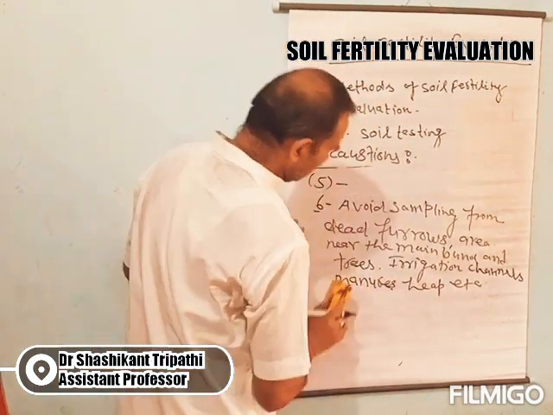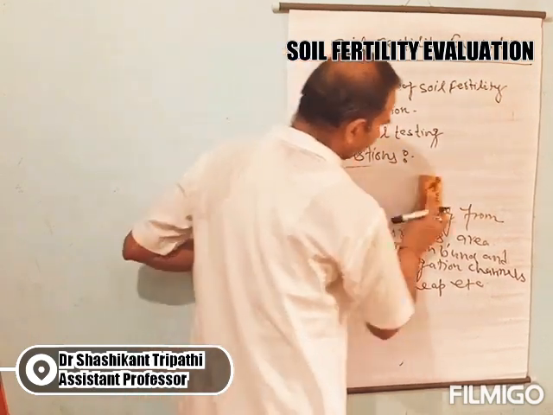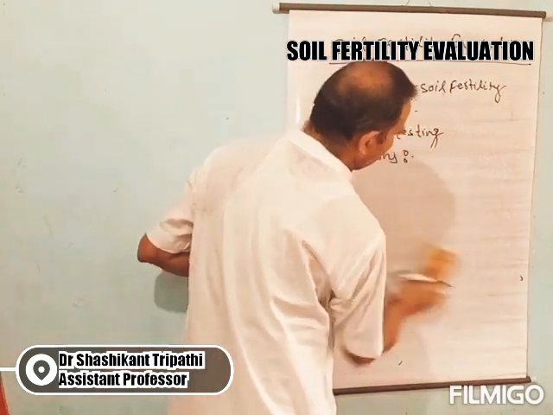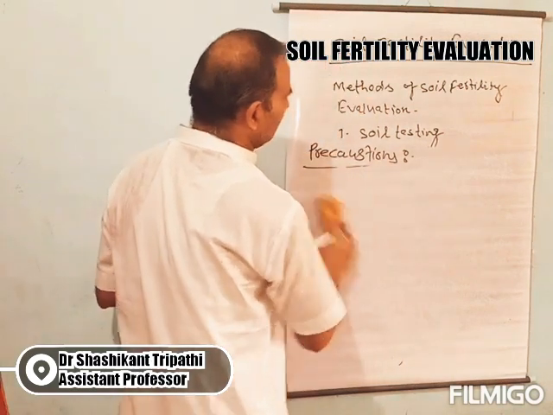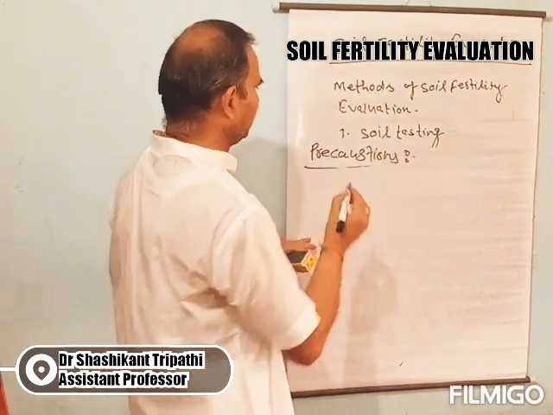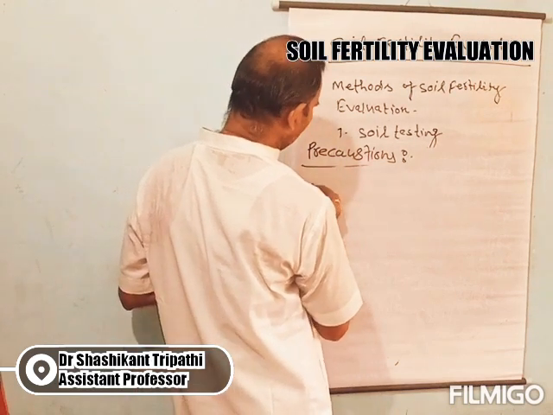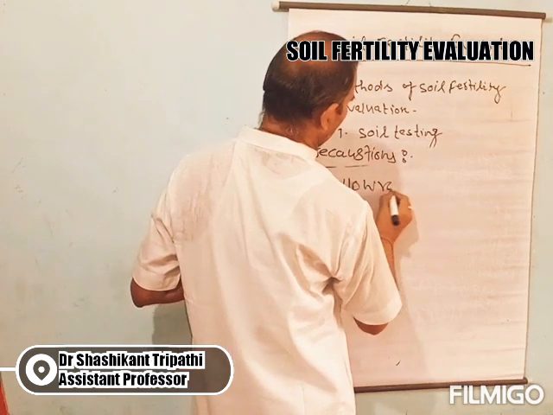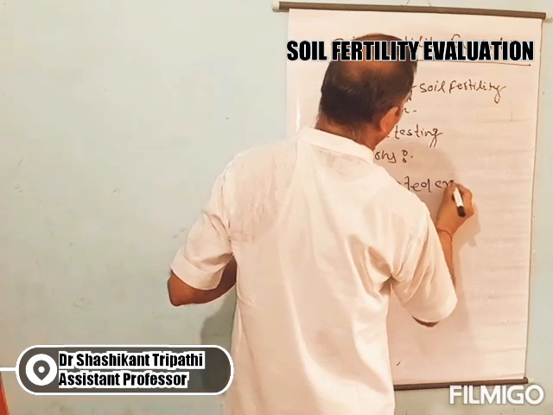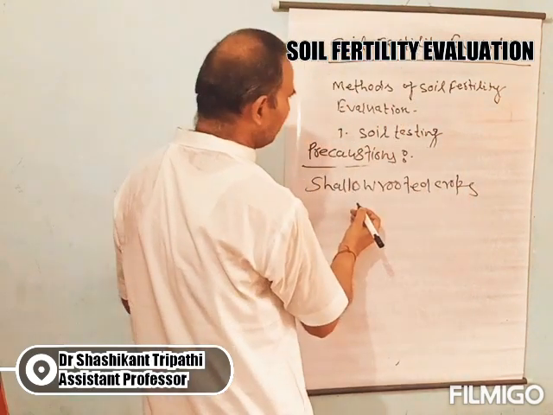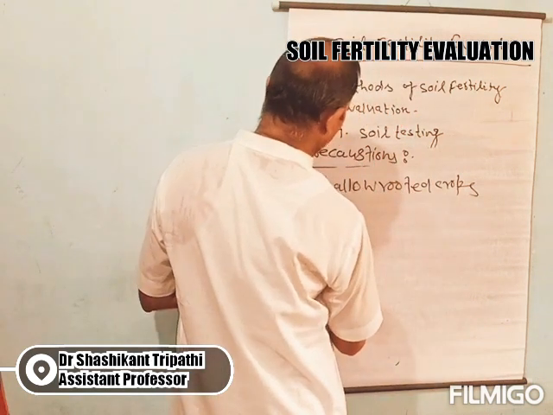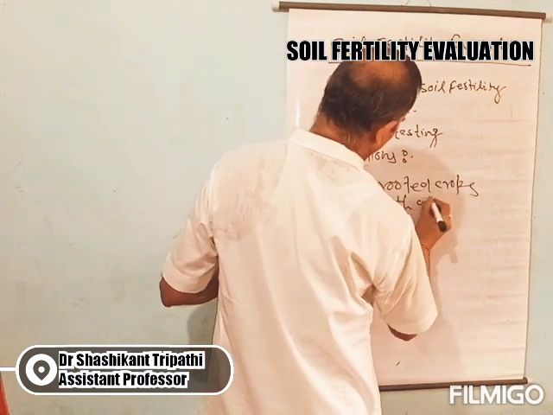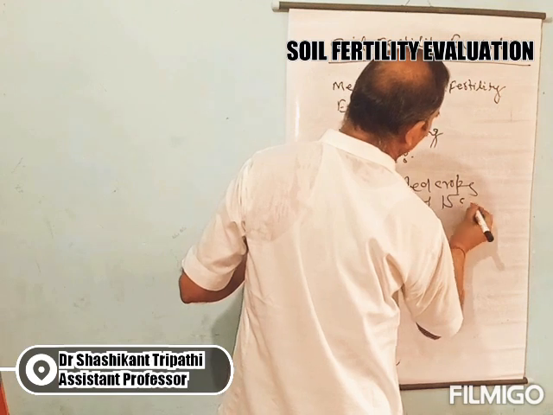Next point is collect the soil sample to grow the shallow rooted crop up to the depth. For shallow rooted crop, collect the samples up to the depth of 15 centimeter.